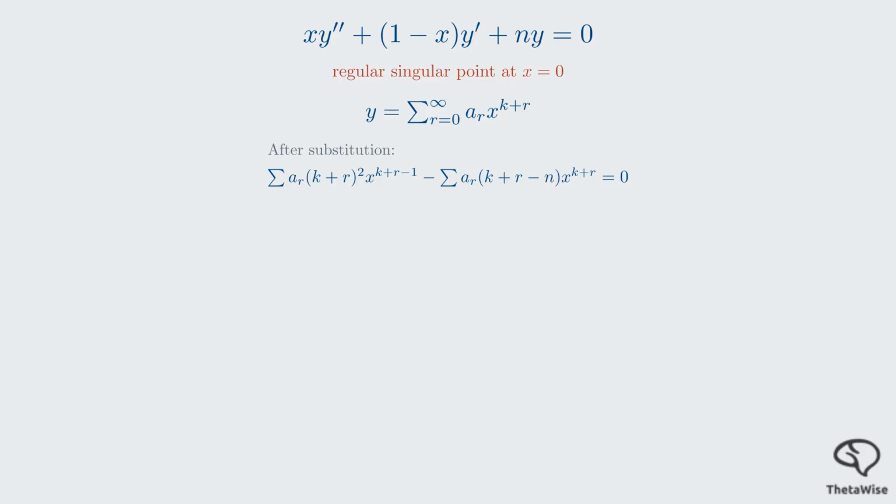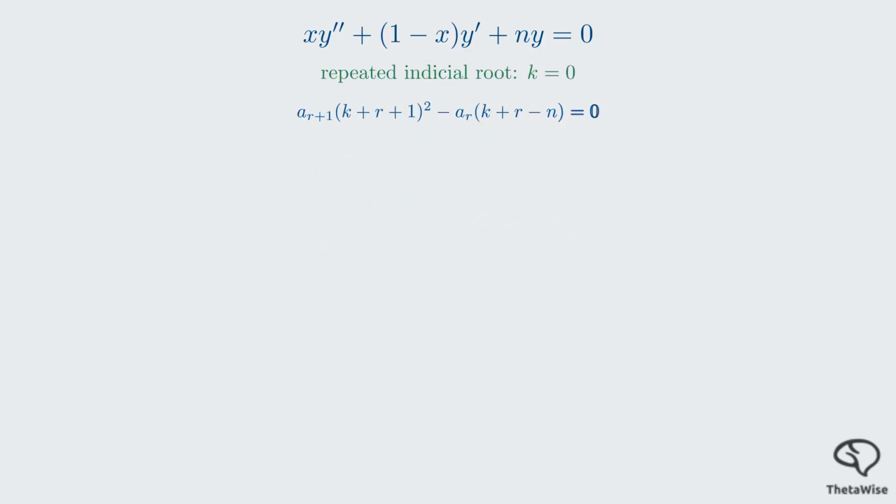The lowest power x^(k-1) gives a_0 k squared equals 0. Since a_0 is non-zero, the repeated indicial root is k equals 0. Equating the coefficient of the general power gives a_(r+1) (k+r+1) squared minus a_r (k+r-n) equals 0. With k equal to 0, the recurrence is a_(r+1) equals (r minus n) divided by (r+1) squared times a_r.